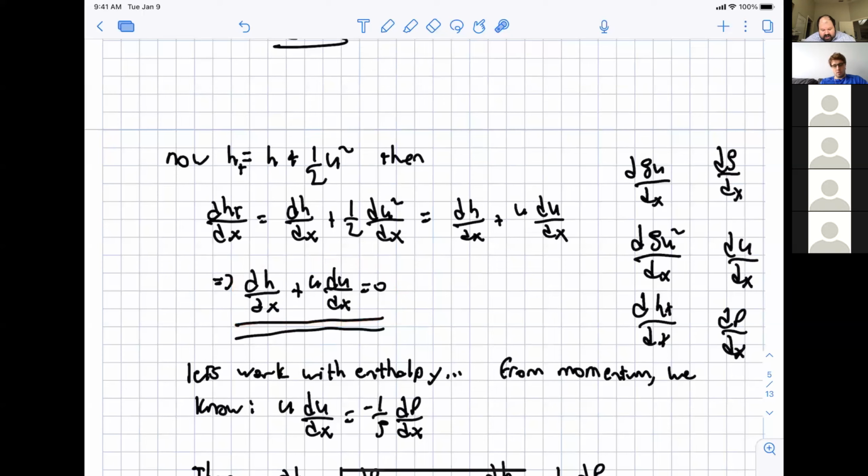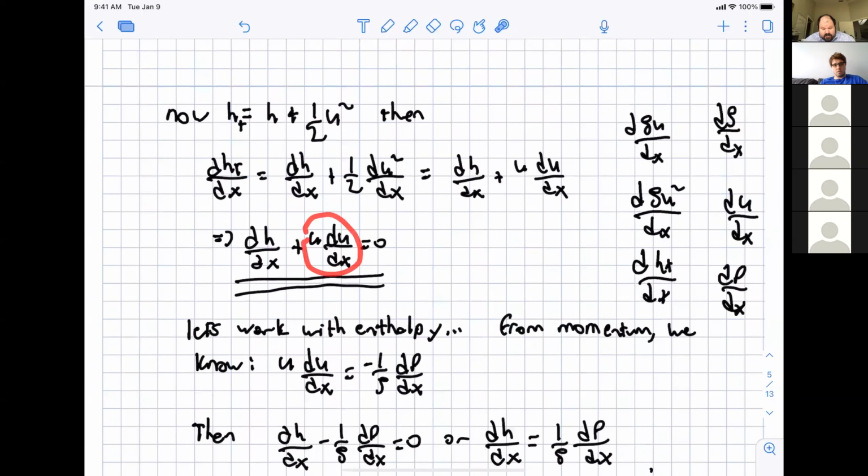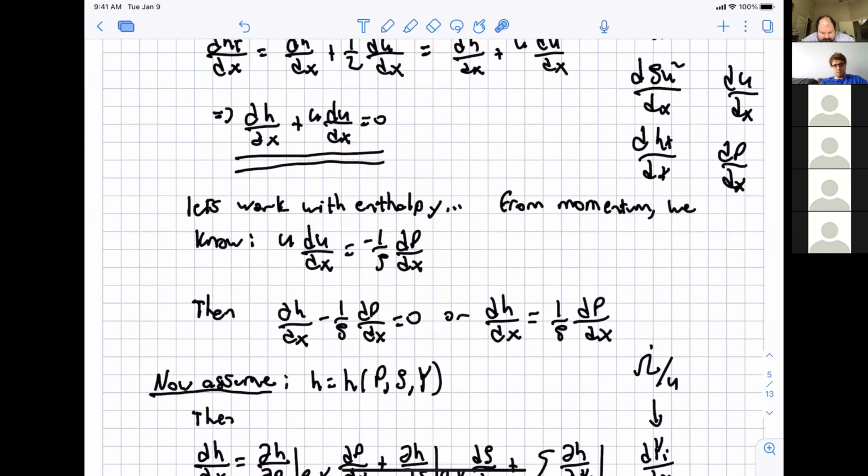But recall, we can cast this in terms of pressure, because recall when we worked with momentum that we had u du/dx plus 1/ρ dp/dx equal to 0. Well, we can solve this for u du/dx, and then make that substitution. So u du/dx is equal to minus 1/ρ dp/dx, and then we substitute that in here, and we have dh/dx minus 1/ρ dp/dx equal to 0, or the spatial gradient of the enthalpy is equal to 1/ρ times the spatial gradient of the pressure. Okay.